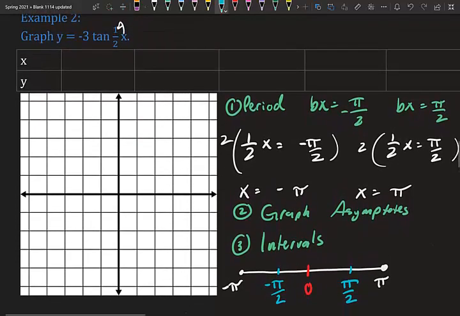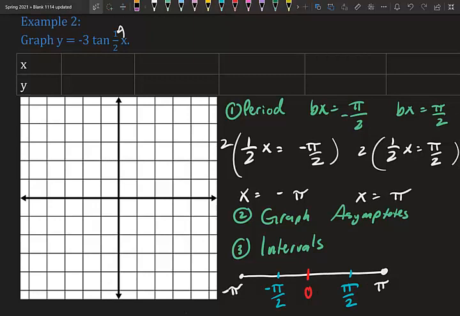So remember, we actually don't use the numbers of our asymptotes. We use the numbers found in between the asymptotes. So we're going to be using negative pi over 2 and 0. So just like every other example, we plug it into our calculator. We get 3, 0, -3.